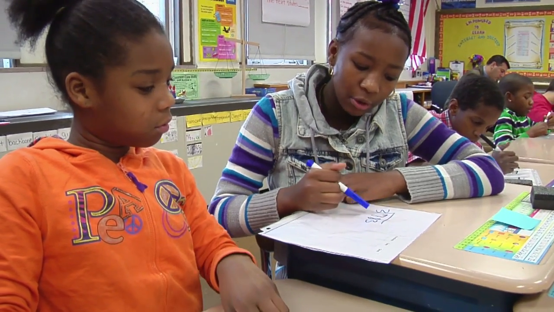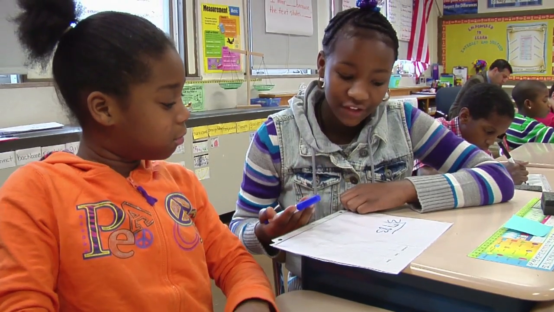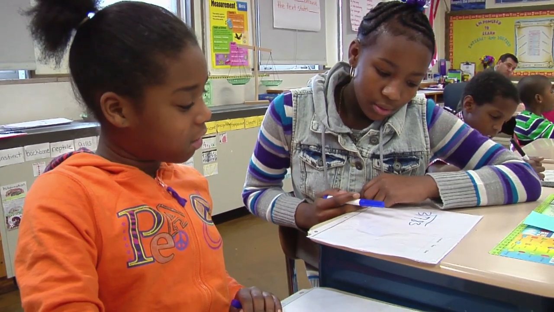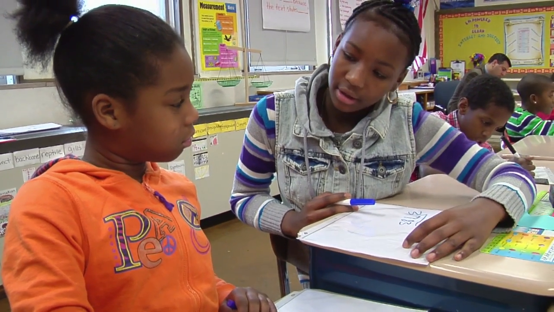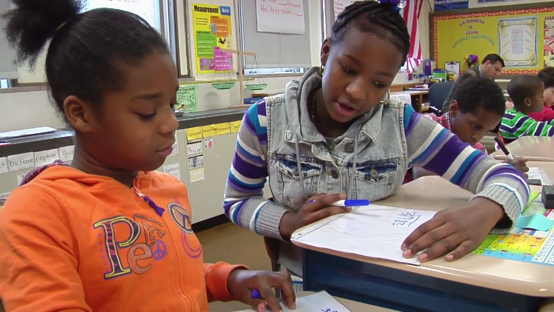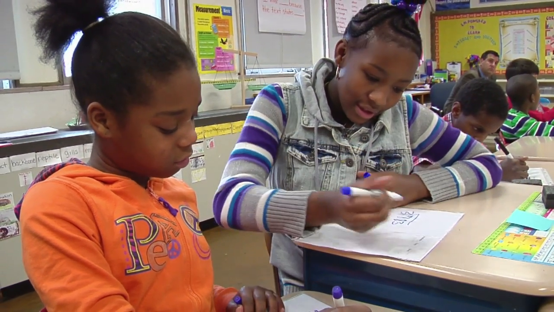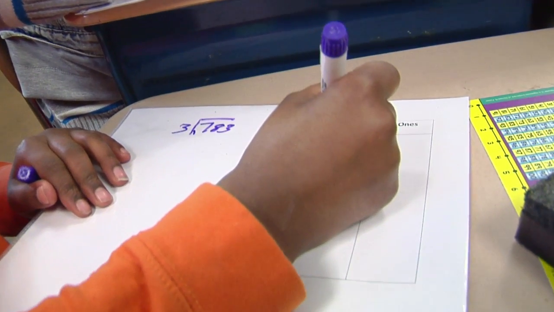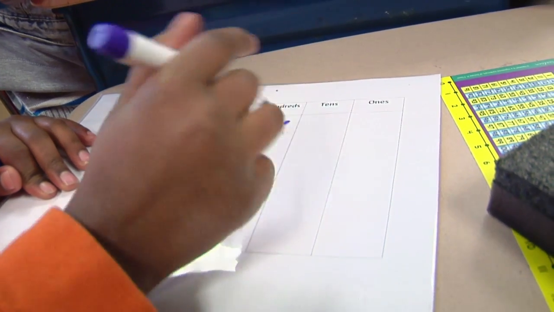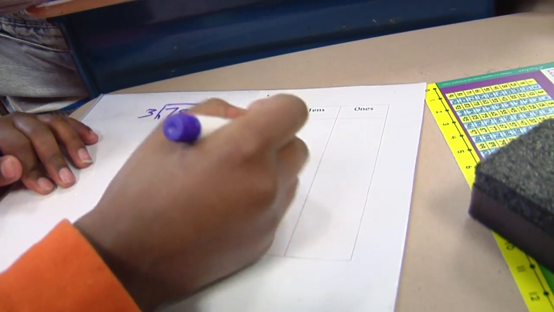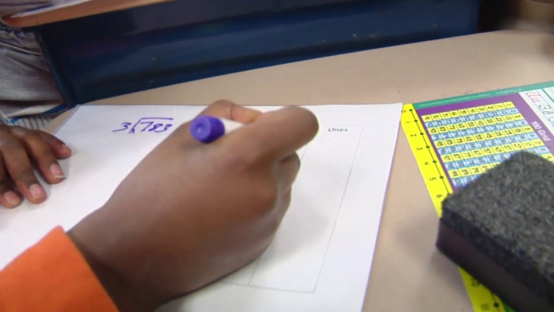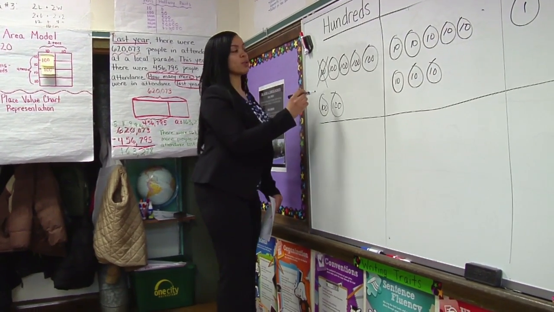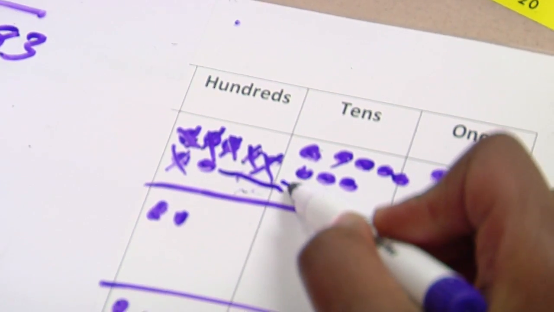3 times something will give us 7 or close to 7. She said we need to represent it in a place value chart. So we can represent it right here in the place value chart. It'll be 700, 4, 5, 7, 8 tens, and 3 ones. So let's distribute our hundreds only. So do it with me. 100.